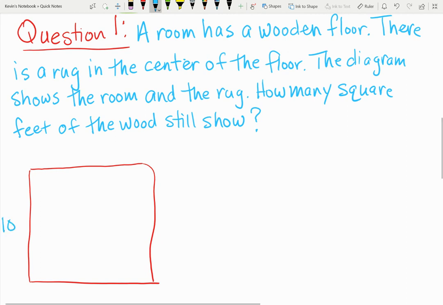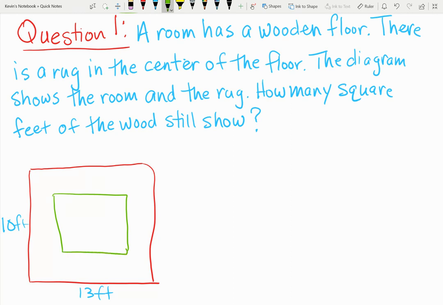And I'm going to give the dimensions over here. I'll put 10 feet. Then down here, I'll do 13 feet. Okay. And then our rug will be in the center here. This will be our rug. And I'll give our rug some dimensions of 8 feet and 6 feet. So just to help you out, the question again is how many square feet of wood will still show? So again, this is our rug in the center.